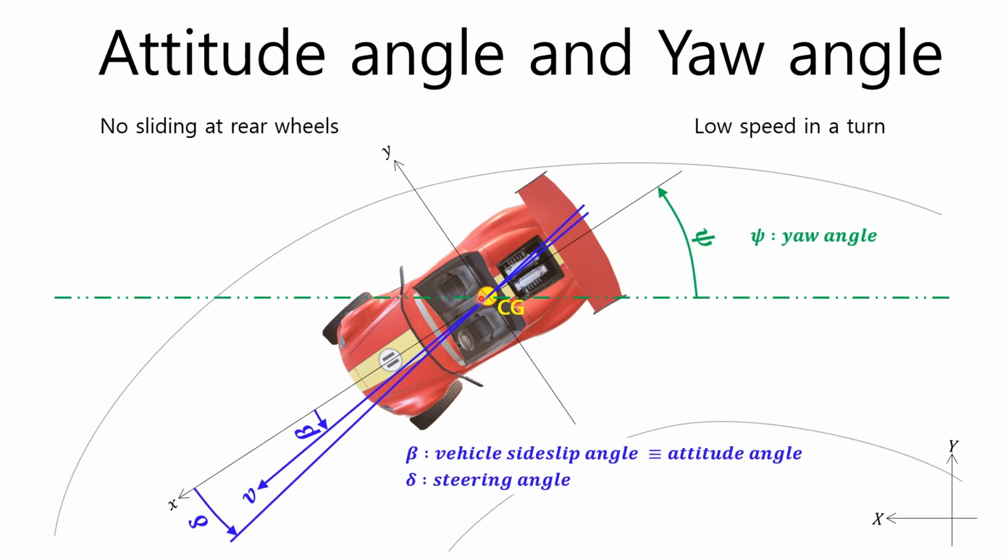At this time, the angle between the reference axis and the direction in which the vehicle moves at a speed of V is denoted as beta, and this angle beta is called the vehicle side slip angle or attitude angle. In a typical low-speed left turn where lateral sliding of the rear wheel does not occur, the attitude angle occurs less than the steering angle. In vehicle dynamics analysis, the angular velocities of the yaw angle and attitude angle are important, and the details of these angular velocities will be explained in the next video.